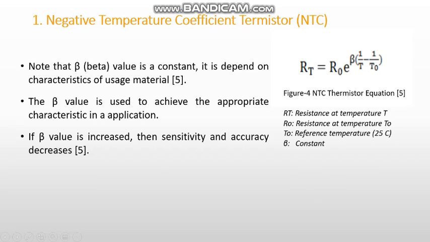It can be seen NTC thermistor equation: RT, resistance at temperature T; R0, resistance at temperature T0. T0 is a reference temperature, room temperature 25 Celsius. Beta is a constant, as I said.